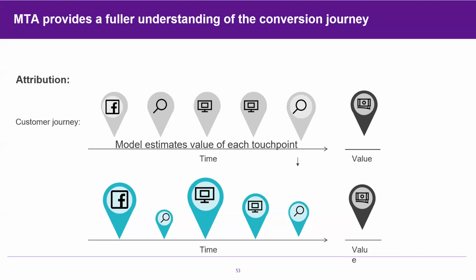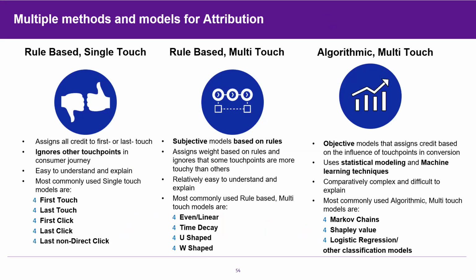MTA, multi-touch attribution, provides a fuller understanding of the conversion journey, and the model estimates the value of each touch point along the way. There are multiple methods and models for attribution, from rule-based single-touch attribution, rule-based multi-touch, and algorithmic multi-touch.